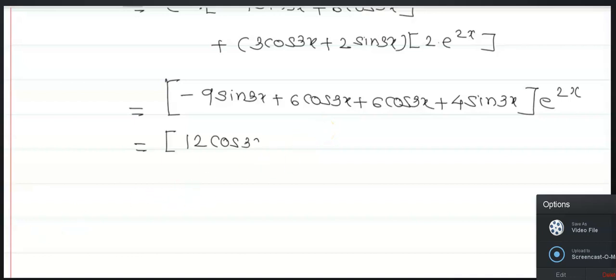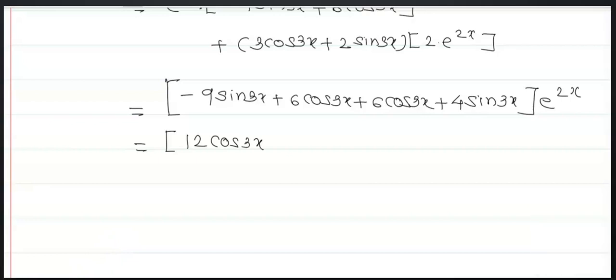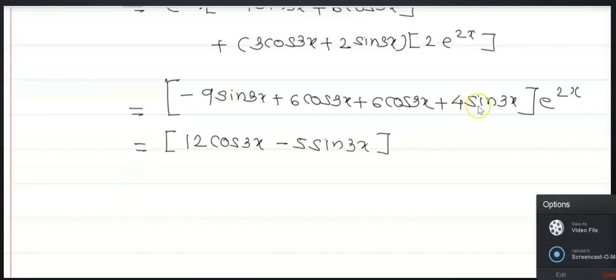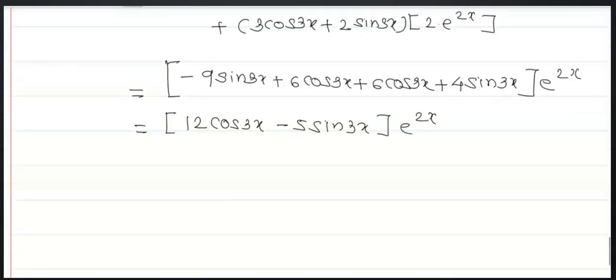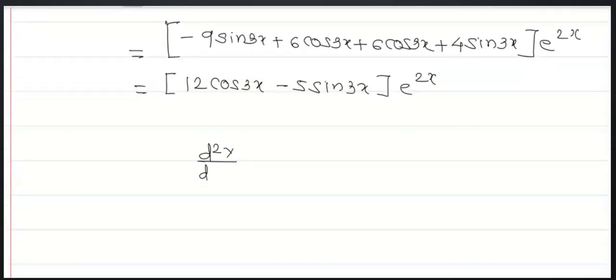Now again, this we will simplify. Here 6 cos 3x plus 6 cos 3x will become 12 cos 3x. Minus 9 and plus 4, overall you will get minus 5 sin 3x, into e^(2x). Therefore d2y/dx2 is equal to e^(2x) (12 cos 3x minus 5 sin 3x).